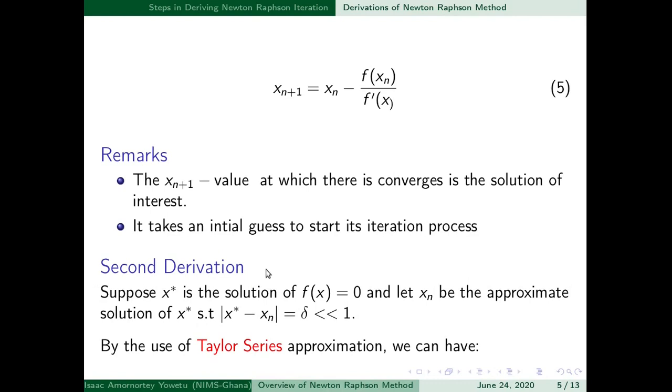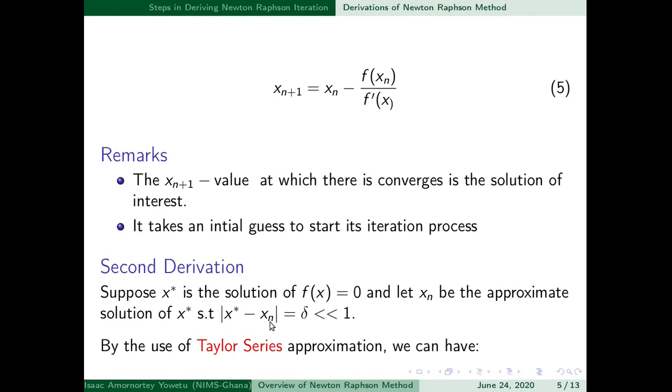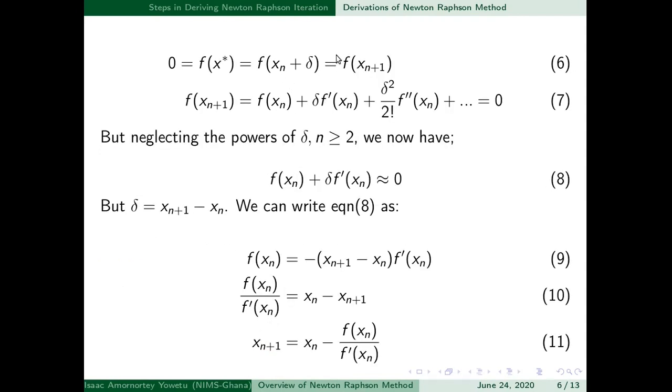Now I want to look at the second derivation, using the Taylor series expansion. Assuming this is the root of this function, such that our x n is the approximation to this root, then the difference between the actual root and the x n should be equal to the delta, which is relatively small. Now, having this, we want to apply the Taylor series expansion. Our x star is the actual root, and we understand that our x n plus delta, which is equal to this from here, is also the root. And our x n plus 1 we also consider to be the root.